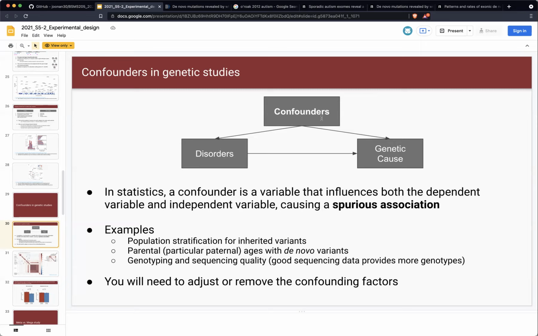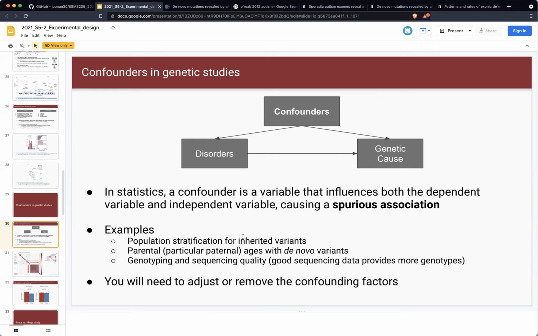A confounder is a variable that influences both the dependent variable and the independent variable, right? The dependent variable is your genetic cause, and the independent variable is your disorder, right? So you are comparing certain disorders, but sometimes it can be distorted by these variables. One famous example is population stratification, right?